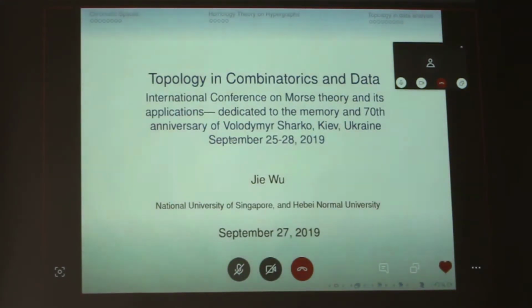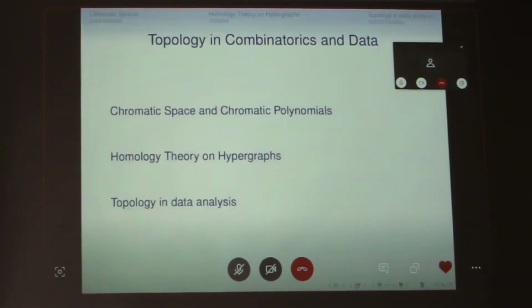Okay, so the talk title today: I try to explain some topology in combinatorics and data science. I think the first part will be more mathematical. This is what we call a chromatic space and some connections with components. Well, I would say a bit more why when I talk about this one.